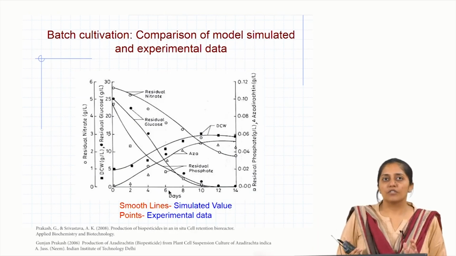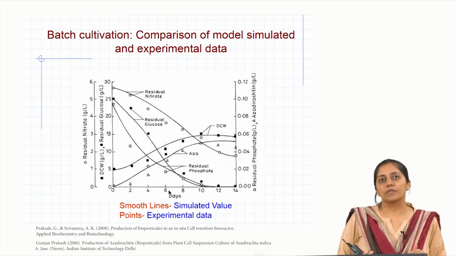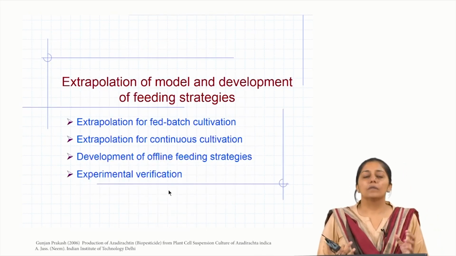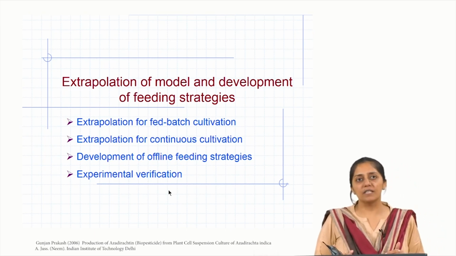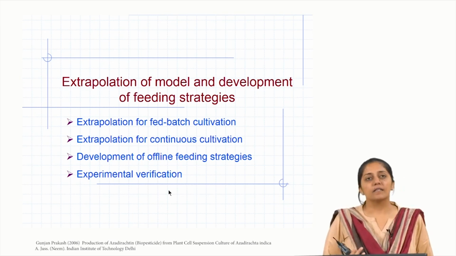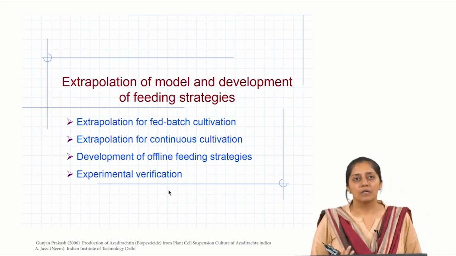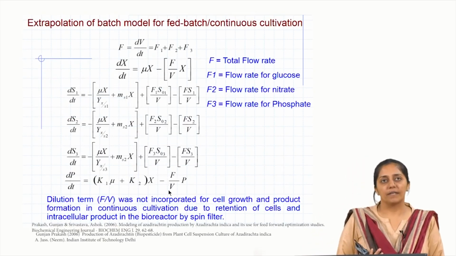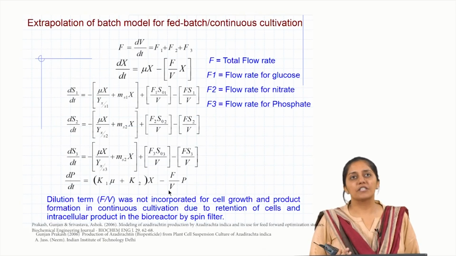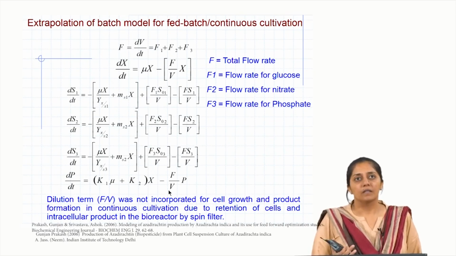Now, this picture shows how the fitting was done using the batch kinetic data with the model. Then the batch model was extrapolated for fed batch cultivation and continuous cultivation to develop offline feeding strategies, and finally the selected feeding strategy which gave maximum productivity was experimentally verified. In order to extrapolate the batch model for fed batch or continuous cultivation, this is what they used.